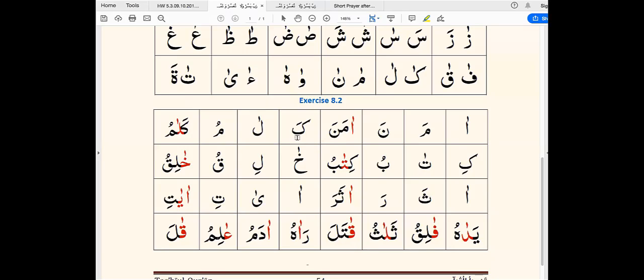Here we have a kaf with a normal fatha, 1 second, ka. Lam with a vertical fatha, 2 seconds, la. Mim with a normal dhamma, mu. Kalamu, kalamu. Okay, it's very straightforward. You just need to look very carefully to see whether you need to pronounce the letter for 1 or 2 seconds. All right, so if we can have our first student on the mic, please.